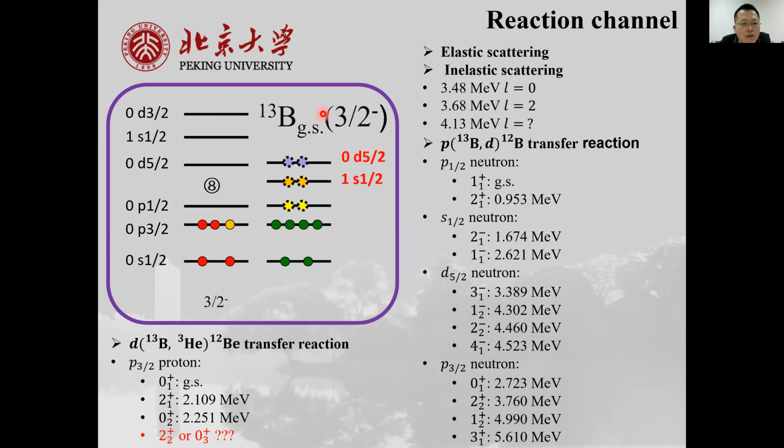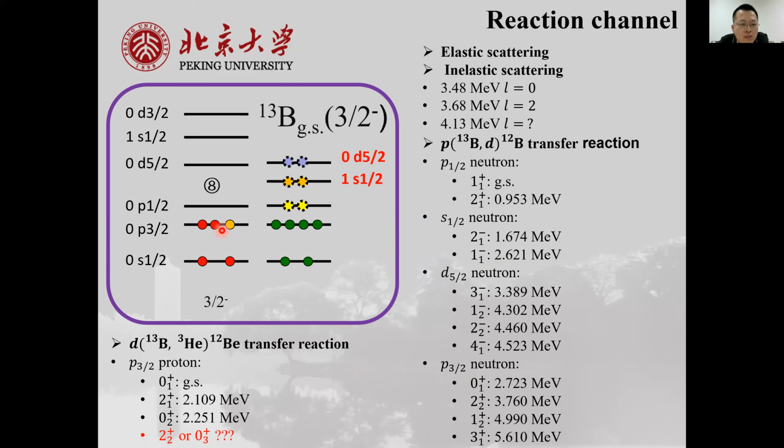Okay, this figure is a schematic view of the configuration of boron 13. We have 5 protons and 8 neutrons. If we consider the proton and the neutron elastic scattering, we can use this information to extract optical potential parameters. And if we want to study the neutron configuration, we use the (p,d) reaction. We might transfer a D wave or S wave or P wave neutron to the known states of boron 12.